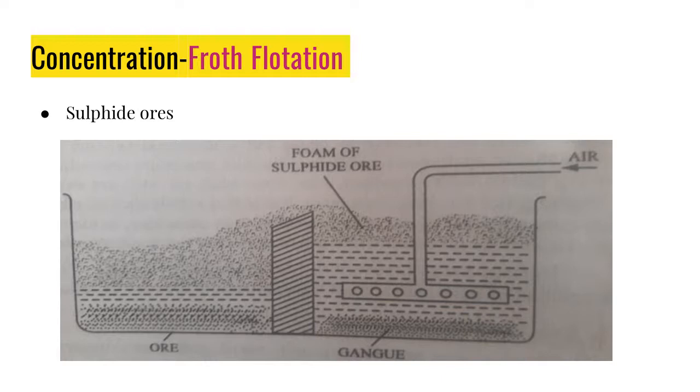So when air is passed at a high pressure, the foam material floats on the water and gets collected separately, whereas the heavy gangue material will settle down at the bottom. So using this method, you can separate the lighter sulfide ores by wetting them with oil and making them a foam, whereas the heavy gangue material will settle down at the other side. This method of separation is called the froth flotation process.